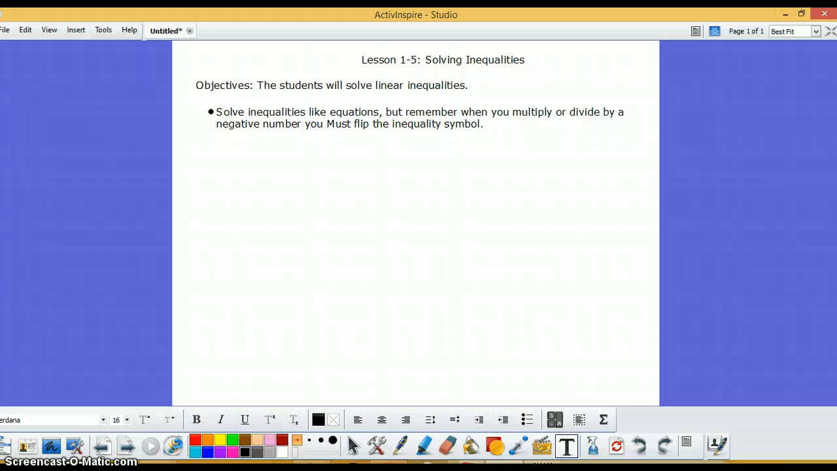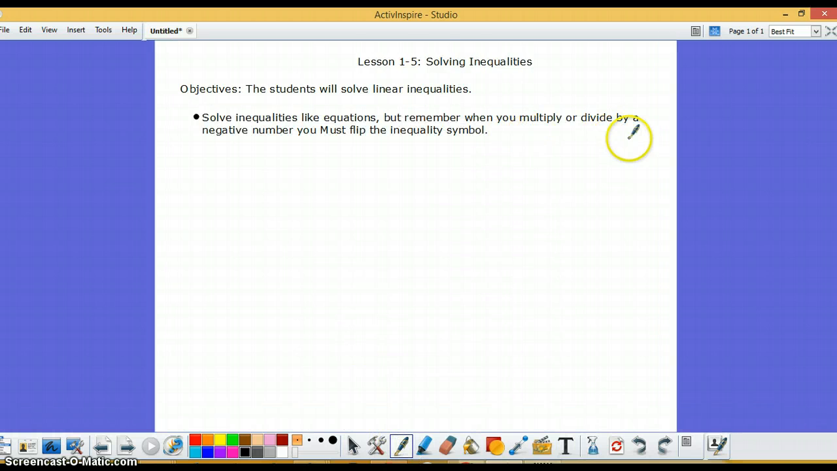Alright, in this lesson we're going to be solving inequalities. So our objective is that the students will solve linear inequalities. Linear meaning that there's no exponent on the x in this case. You want to solve inequalities like equations, but you have to remember that when you multiply or divide by a negative number, you must flip the inequality symbol. So I've got a few examples that I'm going to go over before you work on the problem set.